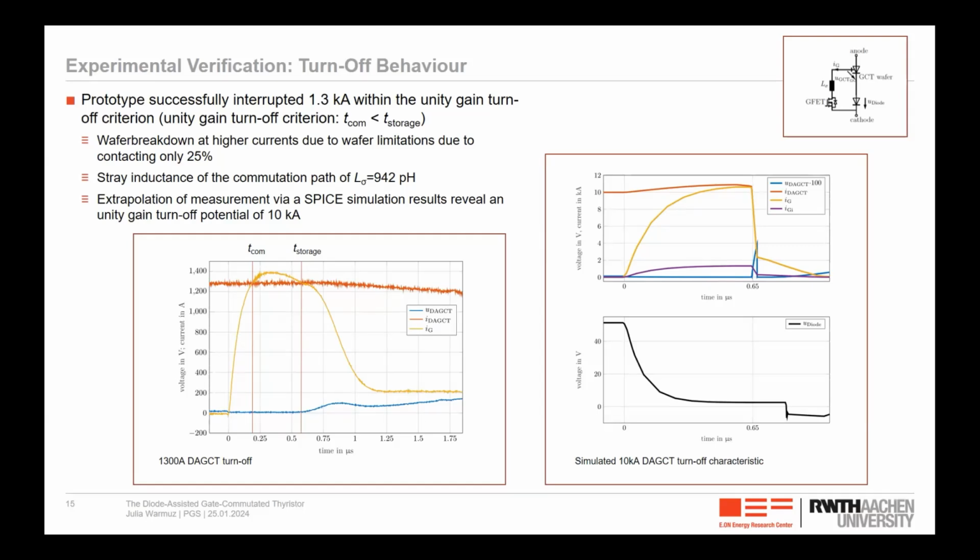So you see that there is still a lot of margin between storage and commutation time, so everything is safe. The device at this point just failed because I have a limited wafer, because I only contacted 25%. But I could use this measurement to characterize my device and build a SPICE-based simulation out of it. So I could also calculate the stray inductance, and the stray inductance is just 942 picohenries. And this is comparably very small.